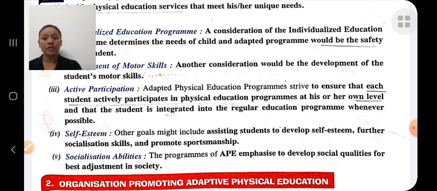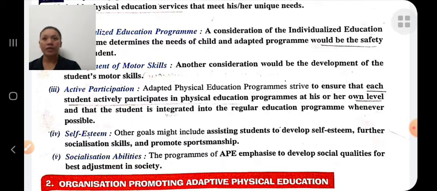Self-esteem. The physical education program should also develop self-esteem, develop confidence in a disabled person. It also develops socialization skills, promotes sportsmanship spirit, etc.